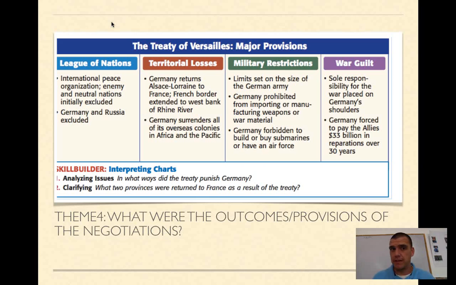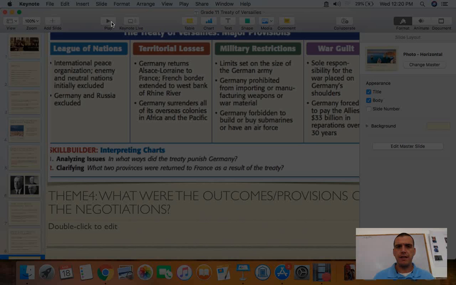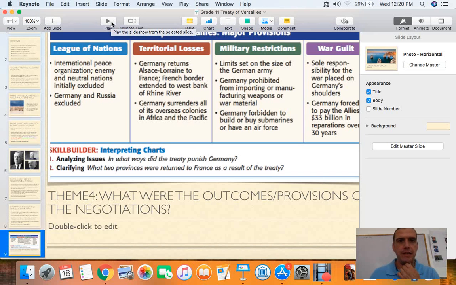However, what the League of Nations created a model for was the United Nations, and we all know what the United Nations is, the UN, which would come after World War II. So this was, you could say, the precursor, the prelude to the United Nations. So that's basically what happened in terms of the outcomes of the Treaty of Versailles.